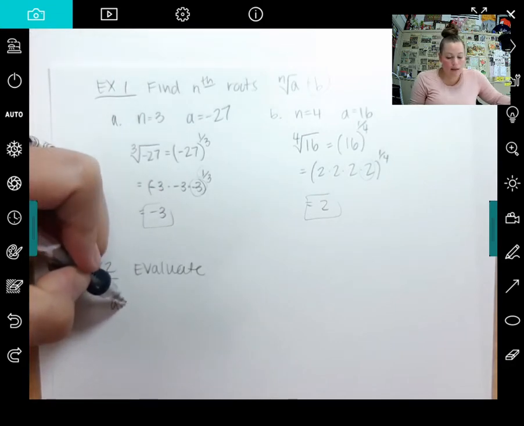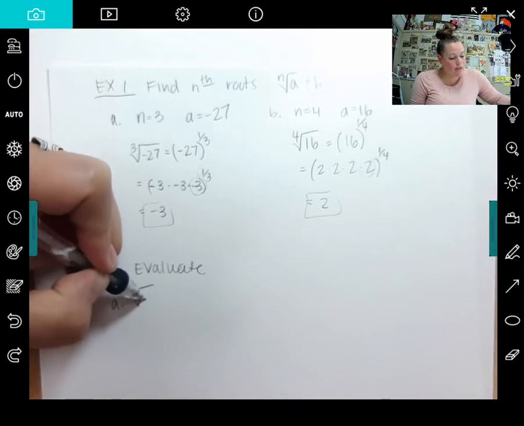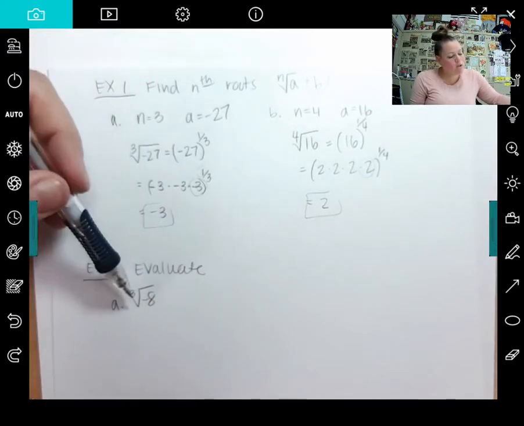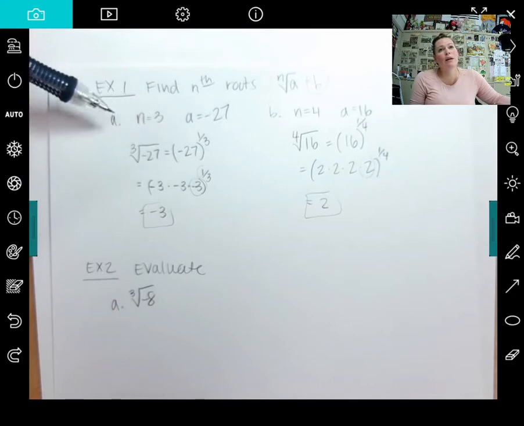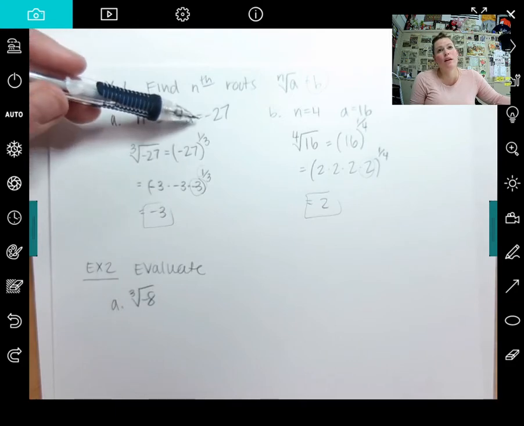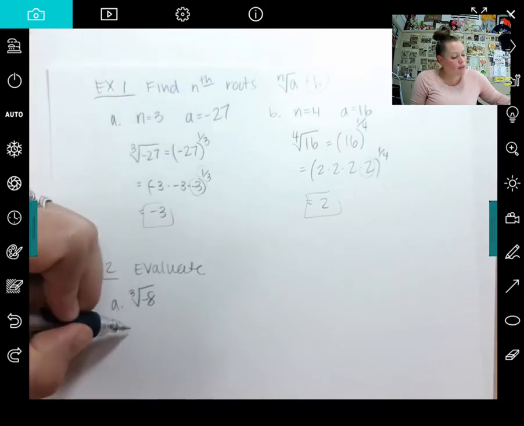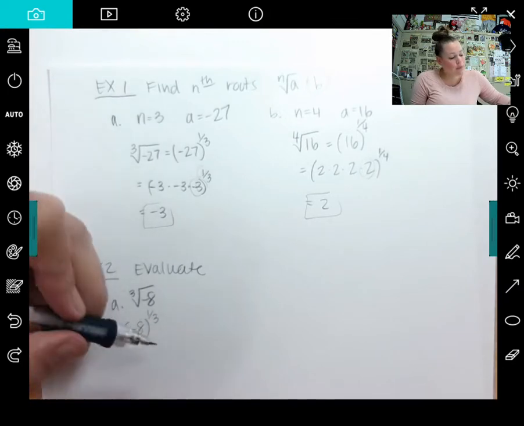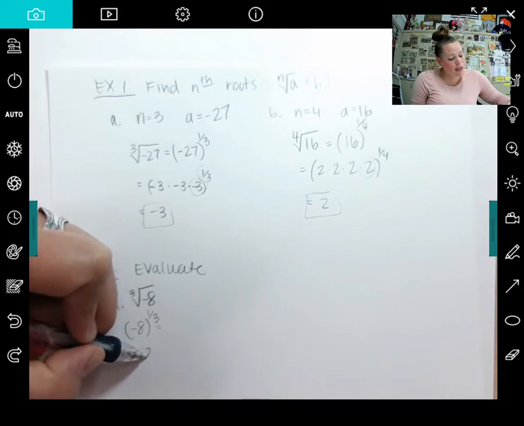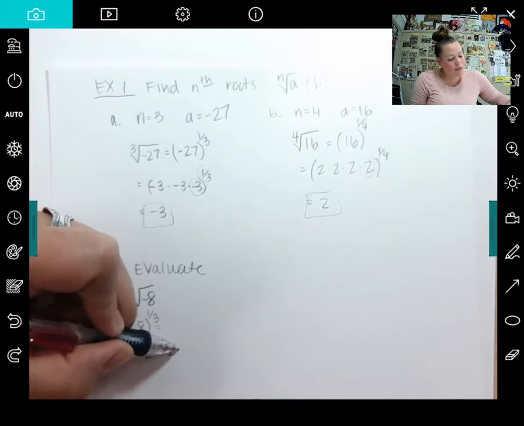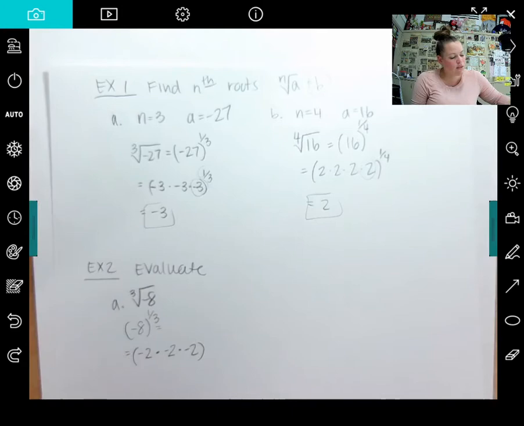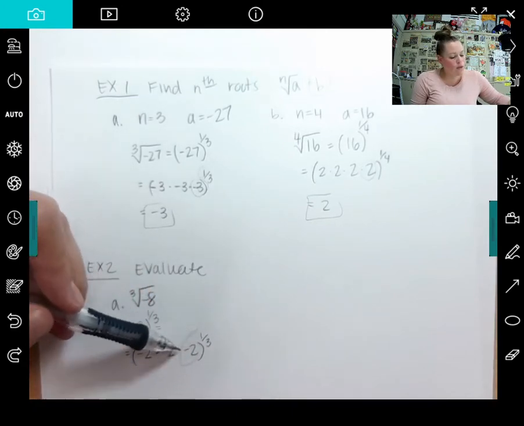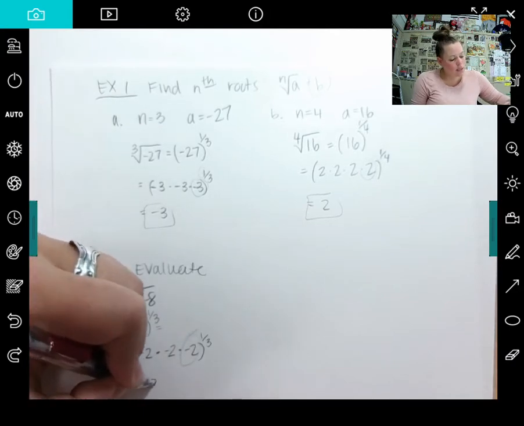A is the cube root of -8. Just like we had in the example up here, when we have an odd root, it could be a negative answer. So -8 to the 1/3 power just means what number times itself 3 times would give us an answer of -8. And then we take one of those. So our answer should be -2.